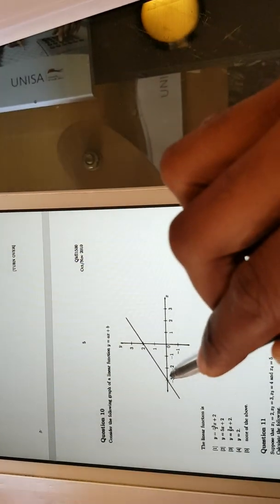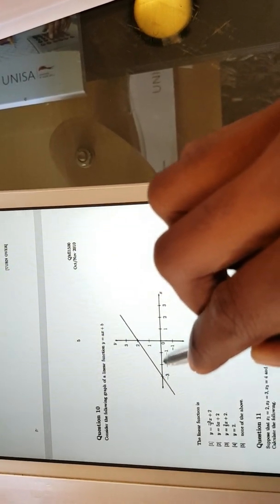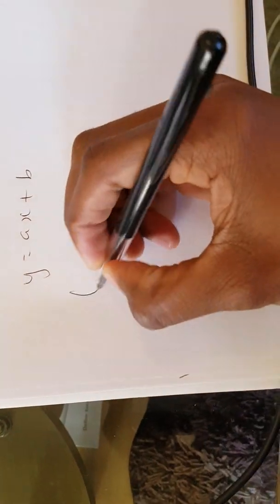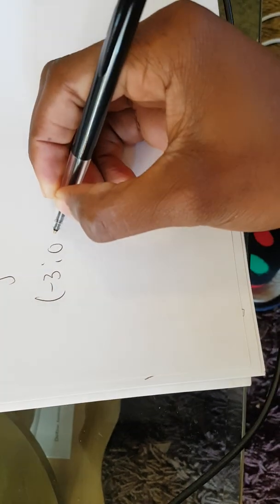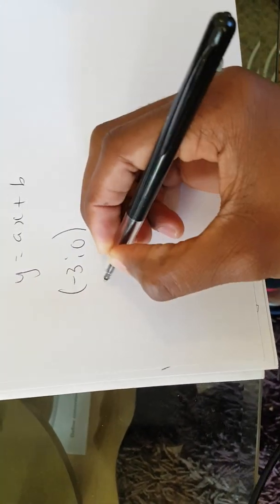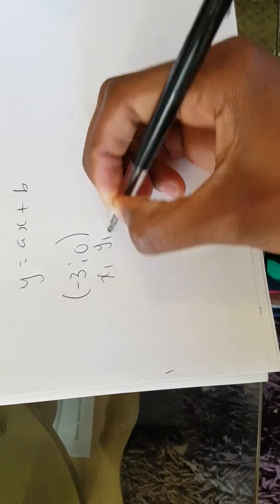So we need to produce the coordinates here. At the first intersection, x is at -3 and y is at 0. So you must say x is at -3 while y is at 0, and close the bracket. This is the first intersection, so you have x1 and y1.